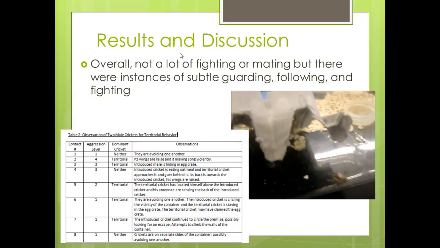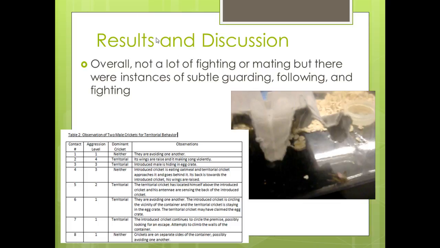For example, as seen in Table 2, one can see that when the new male cricket is introduced to a territorial male cricket, the aggression level was 1 until they realized that the other existed. After that, the aggression level jumped to 4 and they became violent. The next few contacts remained at a high aggression level, around 2 and 3. However, as time went on, they became more docile and appeared to avoid each other. It is possible that the introduced male was searching the environment for an escape route, while the territorial male stayed and guarded the safe area.